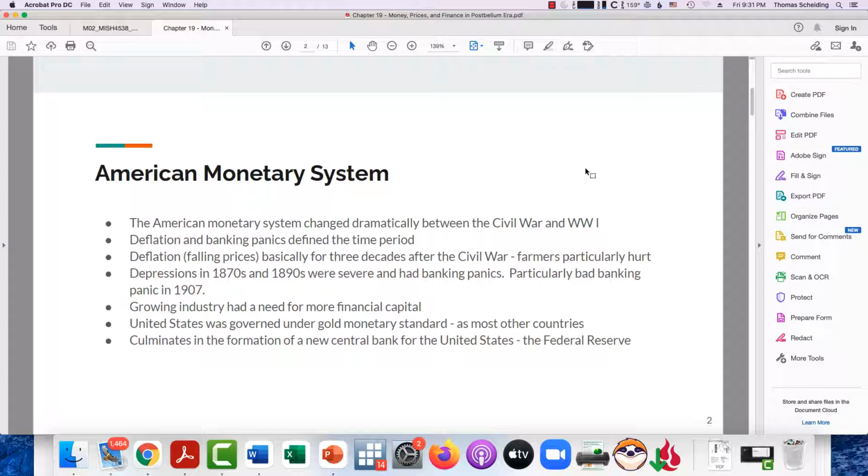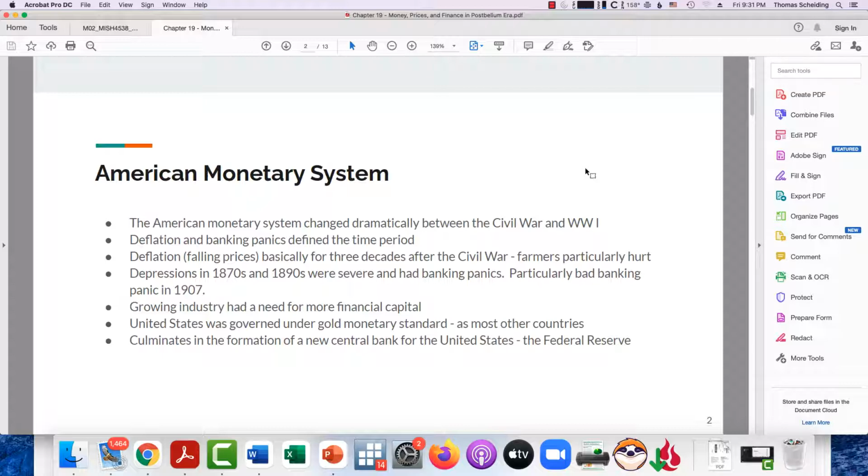And then you get these quite severe economic depressions in the 1870s and again in the 1890s caused by these banking problems and these falling prices. And it culminates with a banking panic in 1907. That banking panic in 1907 actually is what gives rise to what we'll talk about in the last slide, the formation of the central bank that we have today in the United States, the Federal Reserve.